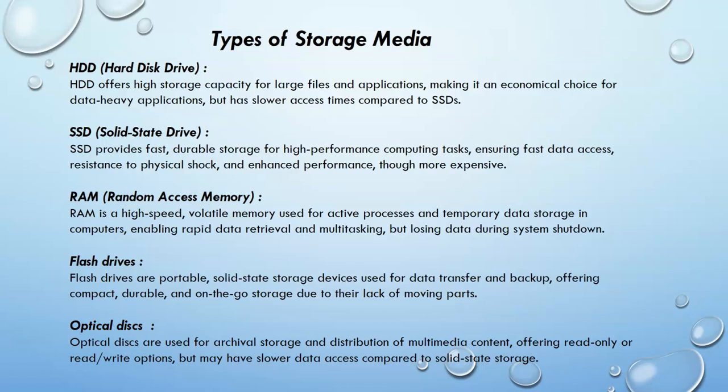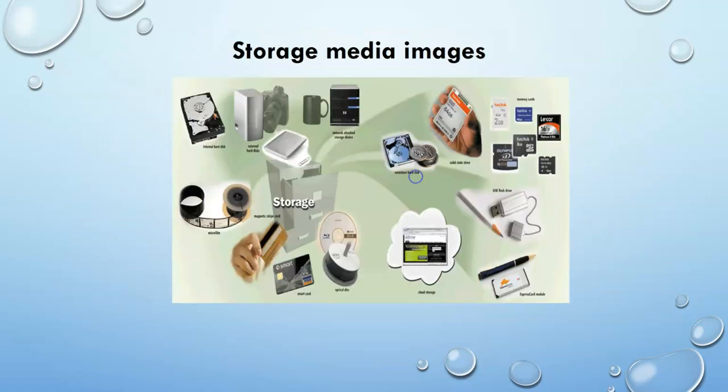Types of storage media. There are many types of storage media. The first ones are HDD, hard disk drive, SSD, solid state drive, RAM, random access memory, flash devices, and optical discs. Here are some images of storage media.